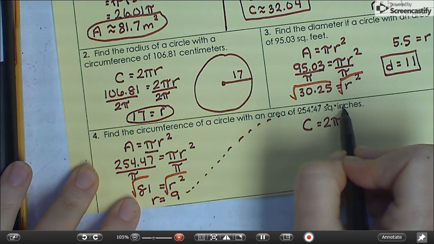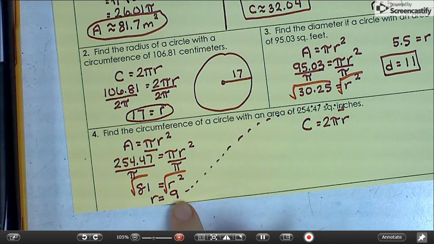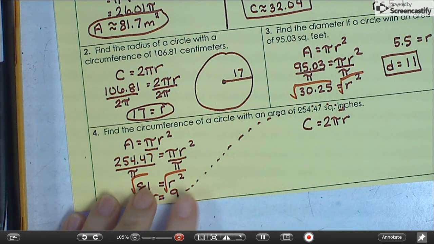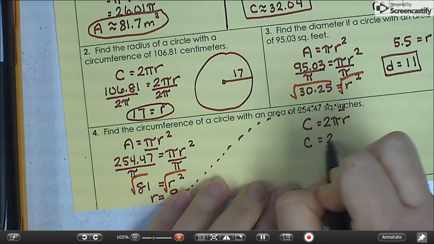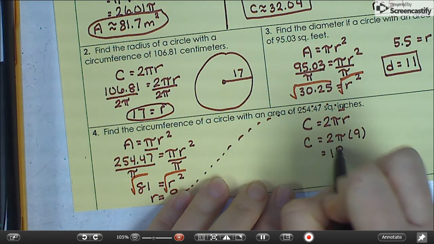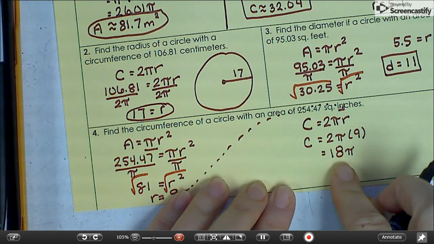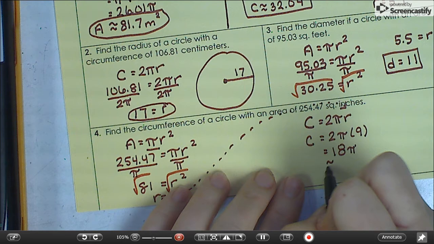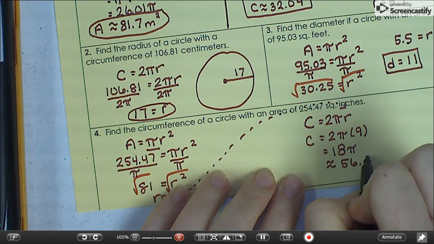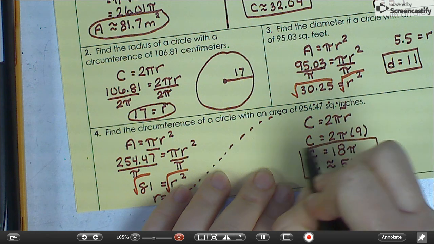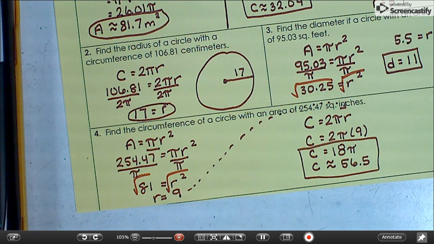All right, after you solve that, you got that the radius is 9, and we're going to plug that radius into our circumference formula in order to find the circumference. We can leave our circumference in terms of pi, which looks like that, or you can approximate it by typing that into your calculator. So these are the final answers.